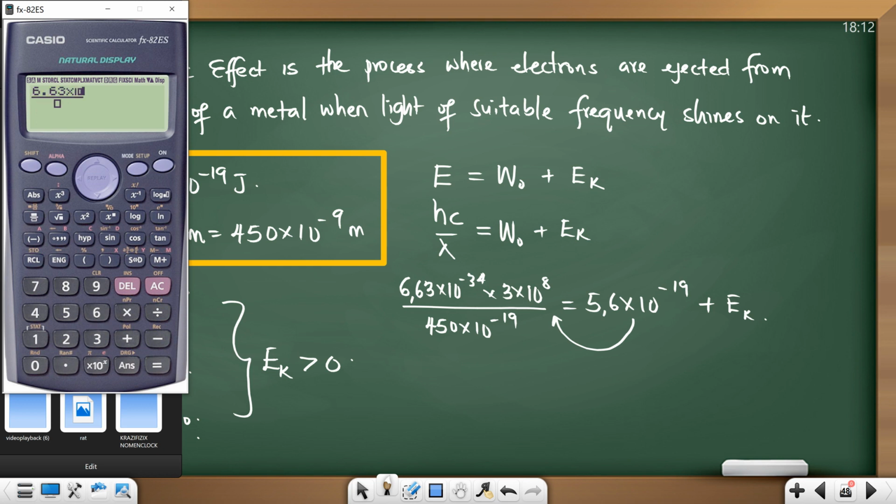Some of you pity your calculator. Oh, my poor calculator, will it be able to do all of this? That's why you bought it. 3 times 10, let it suffer. Use it. Over what? 450 times 10 to the power what? Negative 19. Are we okay there?